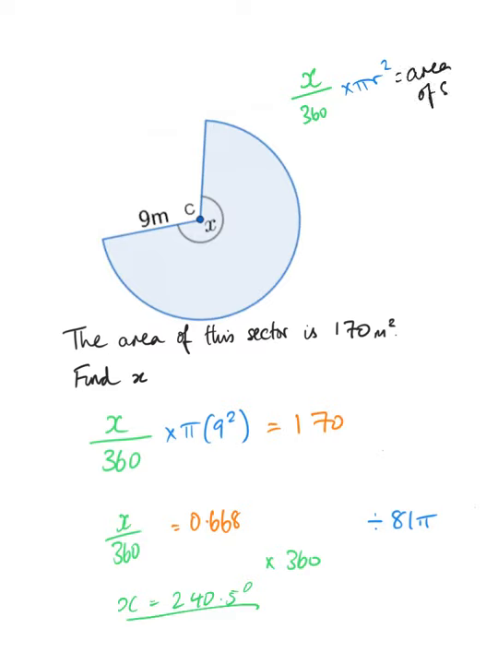So again, I'm using the same idea that my angle over 360 times pi r squared is the area of the sector. And in the question, it told me that the area was 170. So I could make that expression equal to 170 and find x using my normal algebra skills.